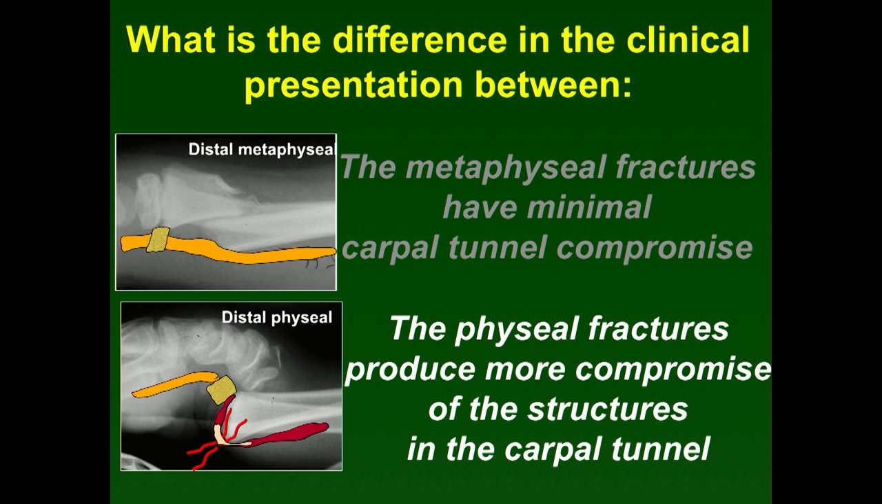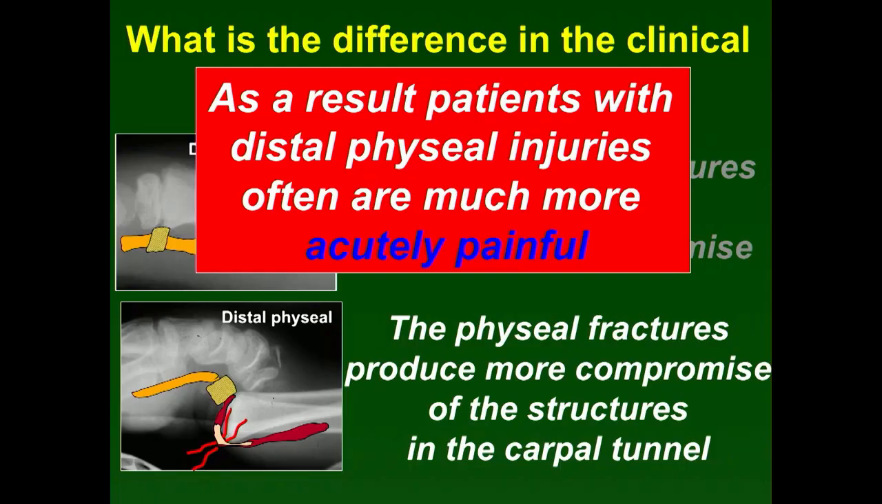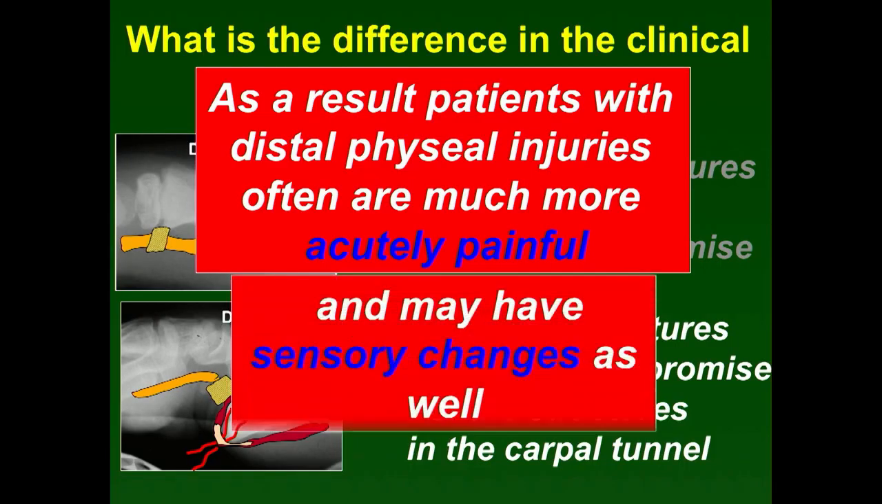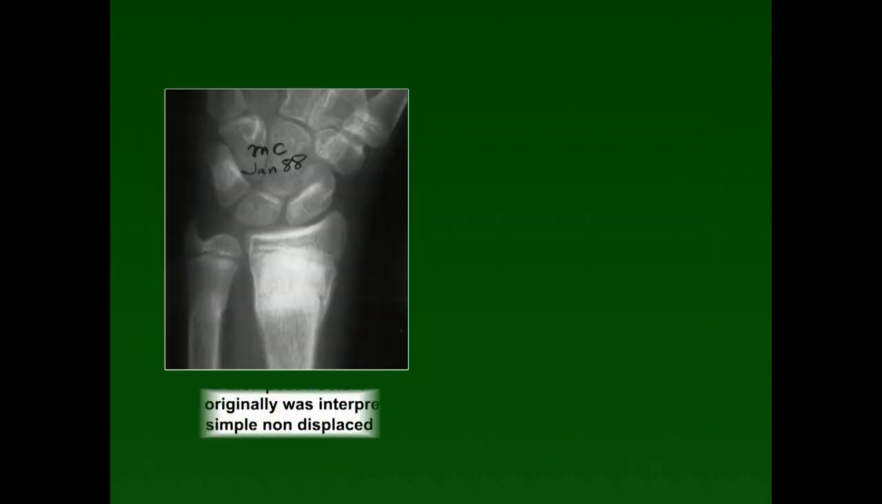So which one do you think has the most pain and neurological dysfunction? The distal physeal, very good, that's right. As a result, the patients with distal physeal fractures are more acutely painful and have more sensory changes, and that's a reason that they probably need to be reduced promptly. This is not one that you just put in a splint and do the next day. They ought to be reduced as soon as they're seen and recognized, because you can get sensory changes, and you can actually get an acute carpal tunnel syndrome if you leave it.